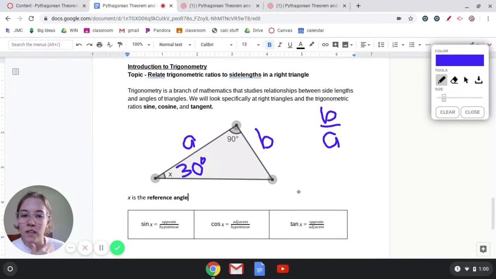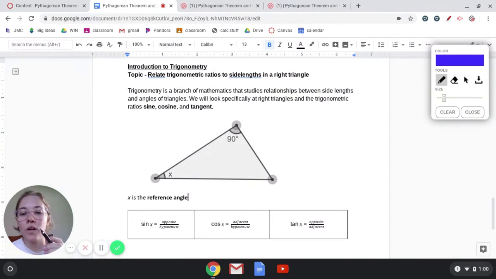So to understand these, I think I need to give these sides labels of opposite, adjacent, and hypotenuse. So I'm going to go ahead and just clear all of this. Okay, so first off, you need to know what the reference angle is. And you can choose your reference angle as long as it's not the 90-degree angle. For us, we're going to choose it to be x. And that just means what we name our sides will depend on this reference angle x.